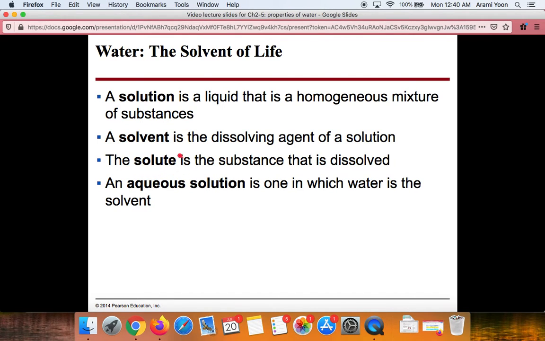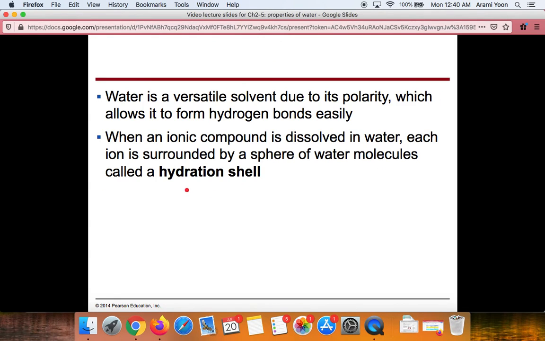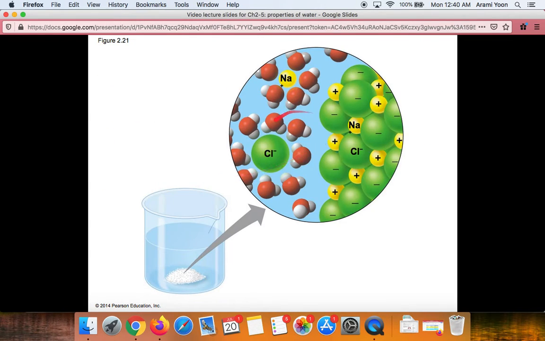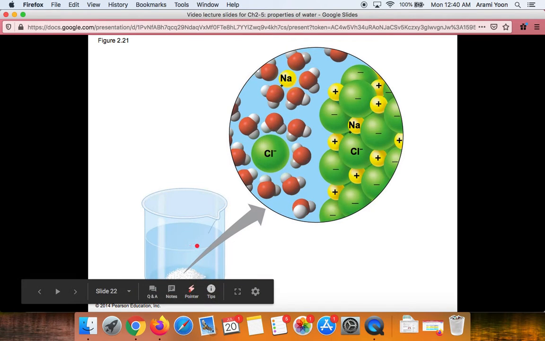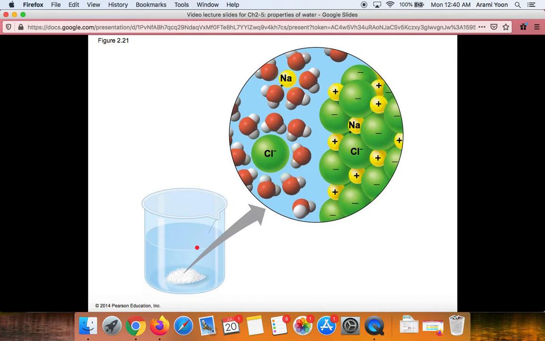A solute is anything that can be dissolved. And if you dissolve a solute in a solvent, then you have what's called a solution. If the solvent is water, in other words, if you're dissolving something in water, then it's called an aqueous solution. An example of that is salt water. So if you dissolve salt in water, you have a salt water aqueous solution.